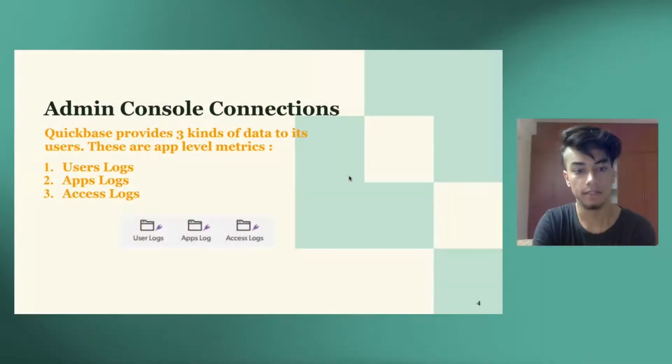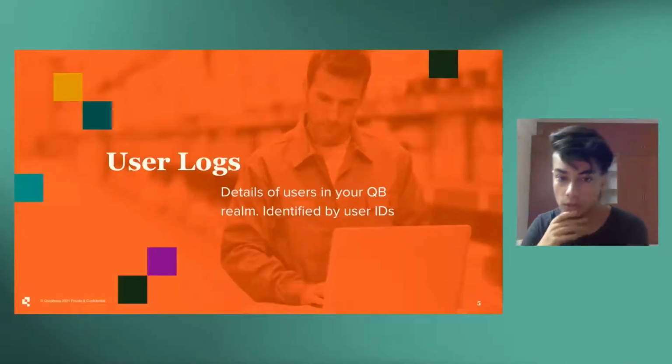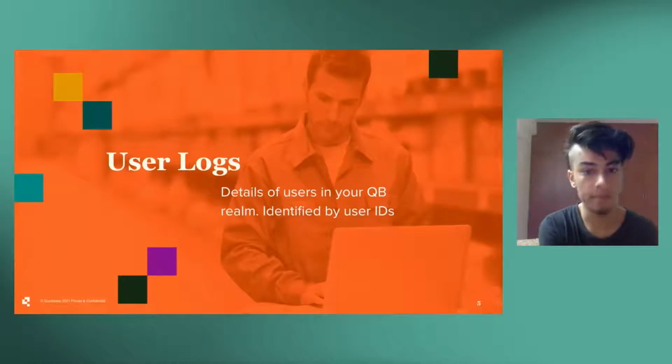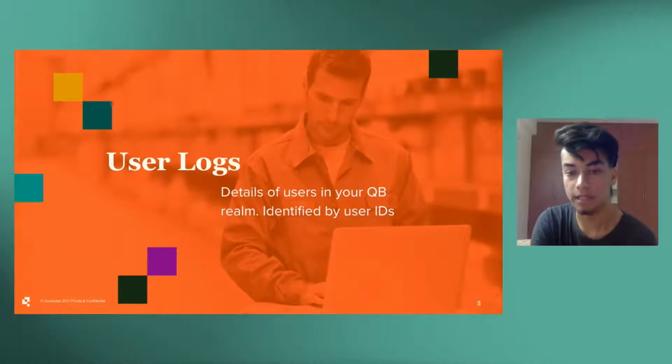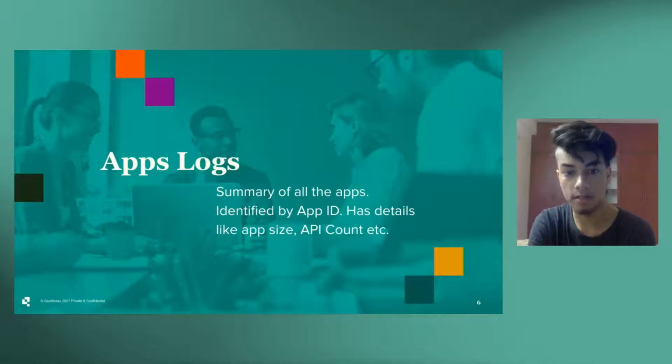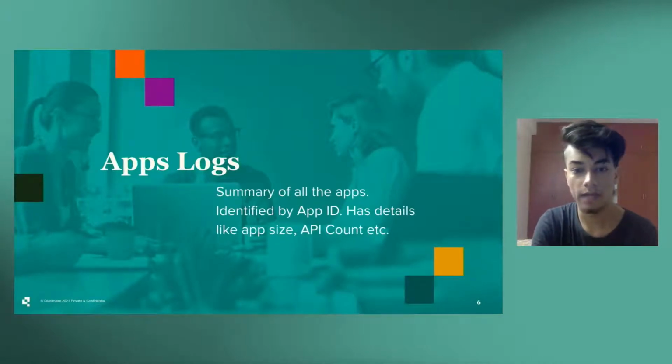So moving forward, I'll just give a brief overview of what these logs mean. So user logs are just details of users in your QB realm. They're identified by user IDs, so the unique identifier or the key in those tables is the user ID. And then there are app logs. Here the unique identifier is the app ID. And as we saw, it has details like app size or API count.